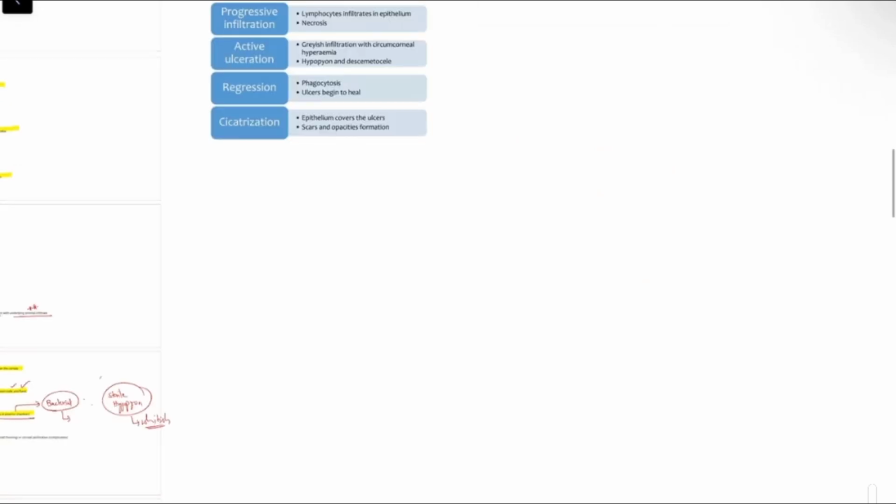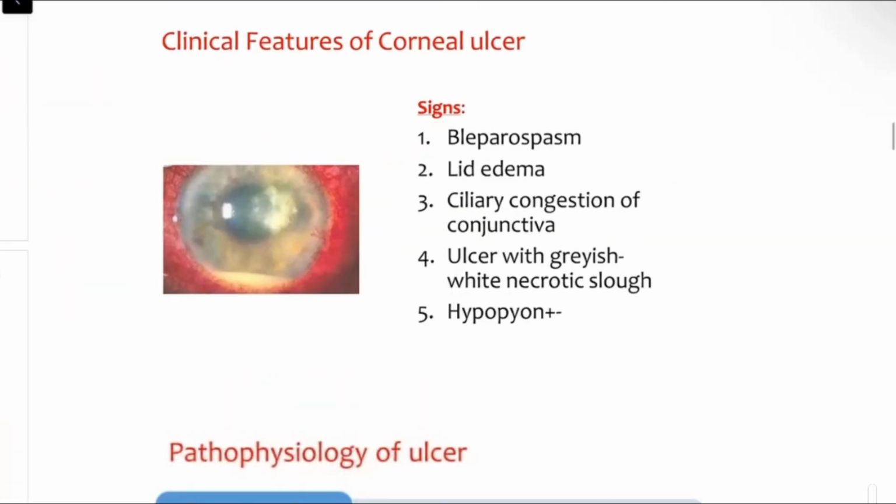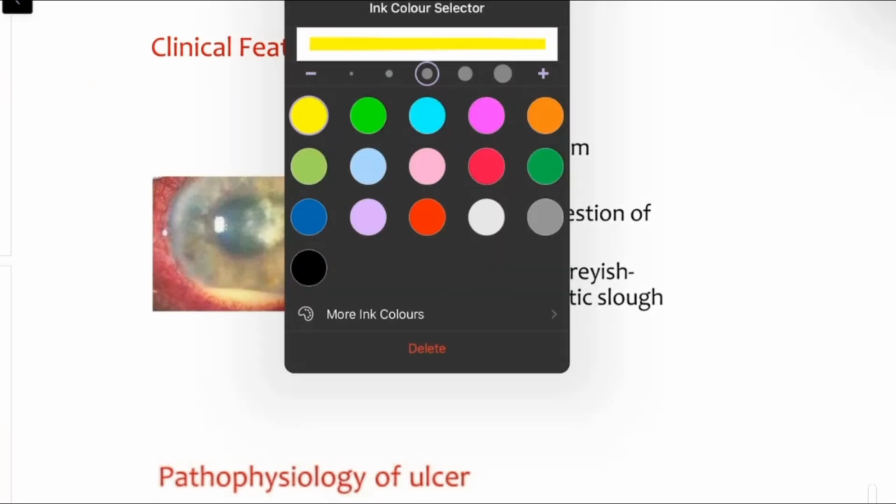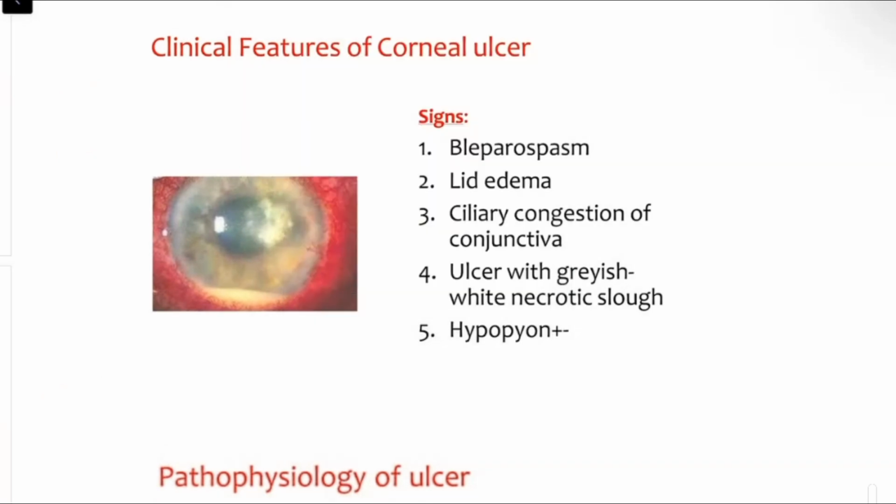I don't know if I have put an image for that. Yeah, these are the clinical features of corneal ulcer. So whatever you are seeing below in the anterior chamber, this is hypopyon. Okay, so what are the signs? There can be blepharospasm, there can be lid edema, ciliary congestion as I said, and ulcer with grayish white necrotic slough. Okay, so this is the corneal ulcer. Other than that, hypopyon may or may not be present. This will be present in bacteria and fungi, just like I said.